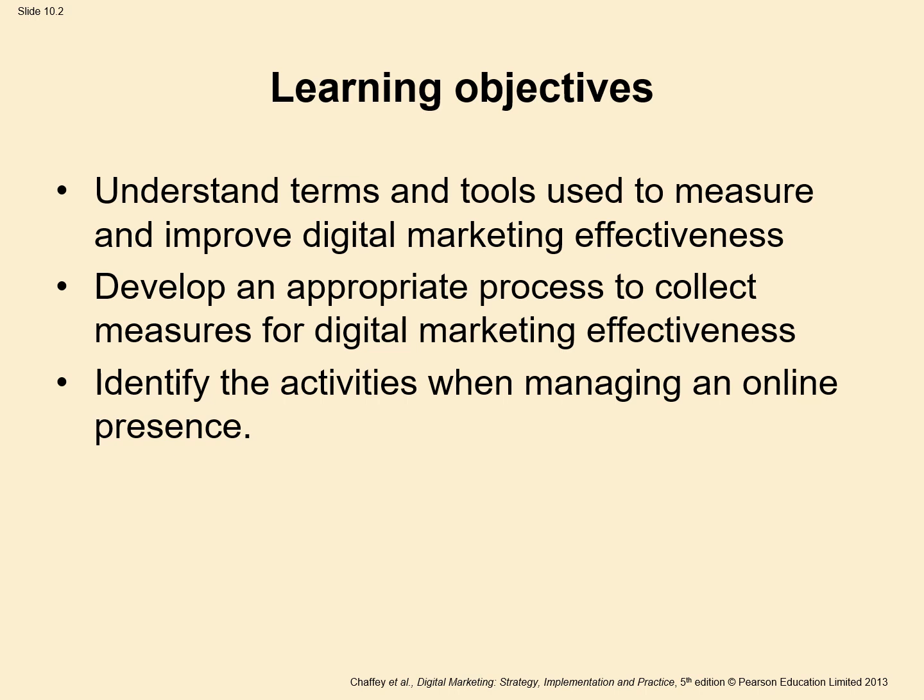Today we're going to learn about Chapter 10, Evaluation and Improvement of Digital Channel Performance. Here are our learning objectives. The first one is to understand the terms and the tools used to measure and improve digital marketing effectiveness. The second one is to develop an appropriate process to collect measures for digital marketing effectiveness. And the third one is to identify the activities when managing an online presence.